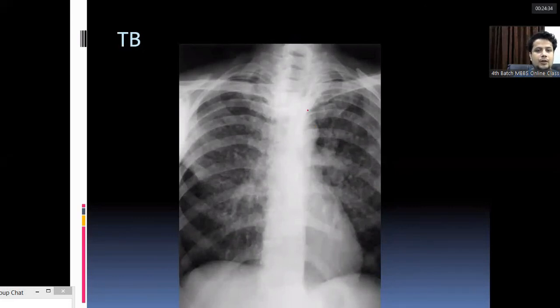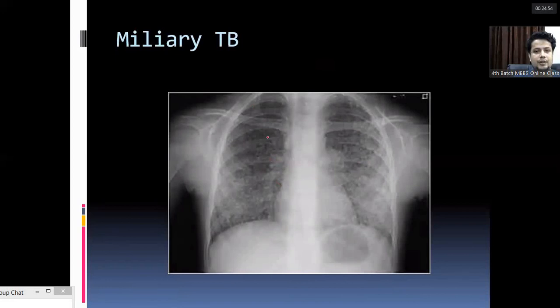Next, tuberculosis may also present with multiple nodules. So there are multiple scattered nodules in both lungs. Some of the nodules are coalescing here to form areas of consolidation. This is also a typical presentation of tuberculosis in the chest X-ray.